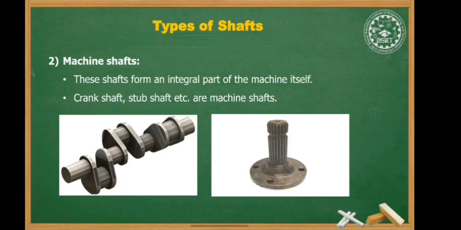Next is machine shafts. These shafts form an integral part of the machine itself. For example, in an IC engine, the crankshaft is the integral part of the machine, that is the IC engine. The figure shows the crankshaft and stirrup shaft which are the machine shafts.